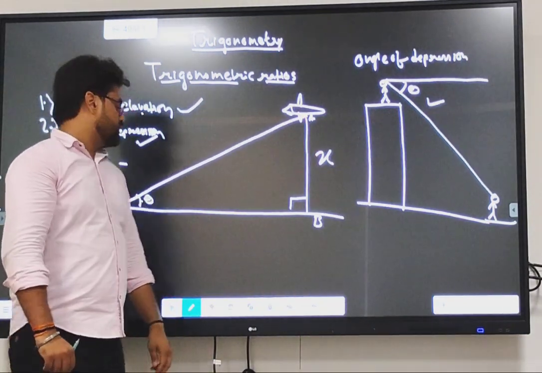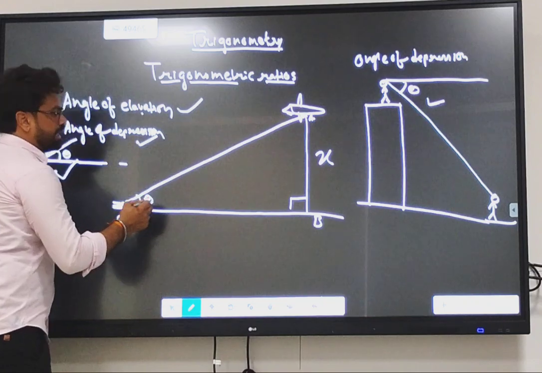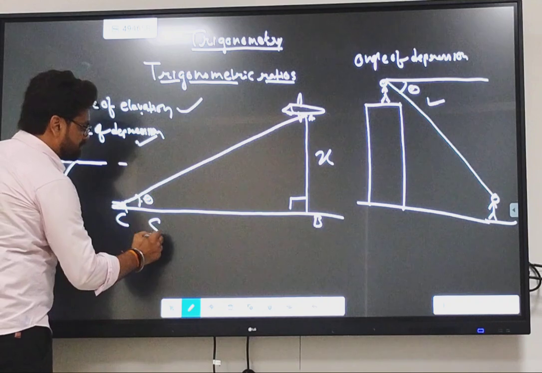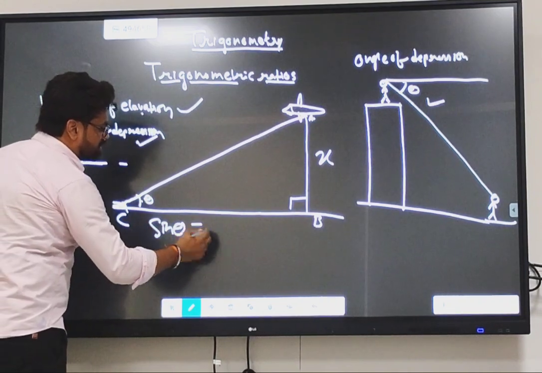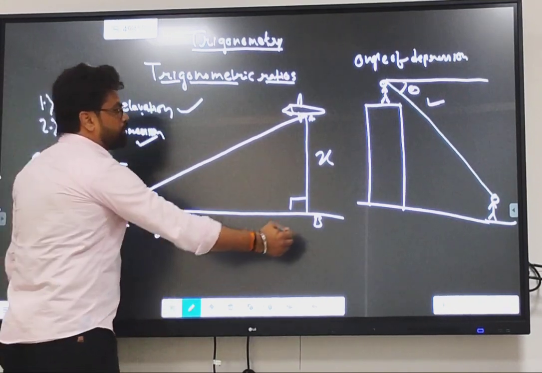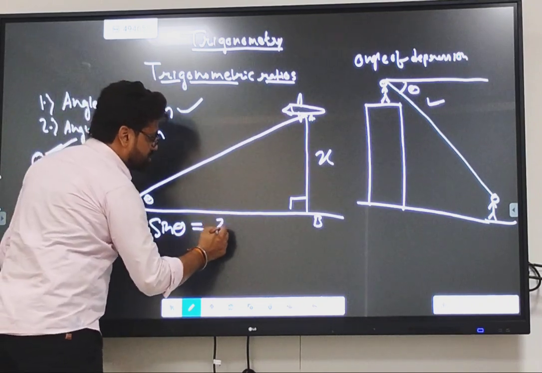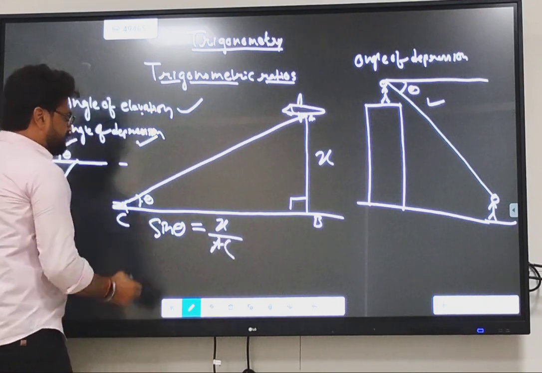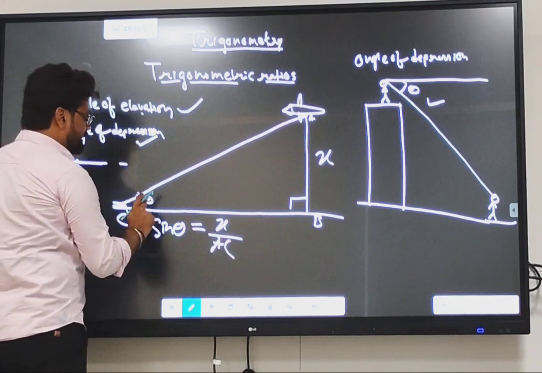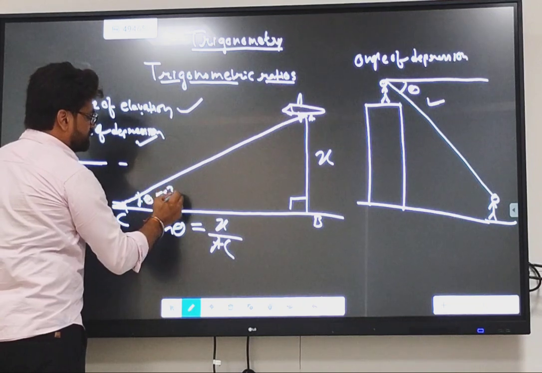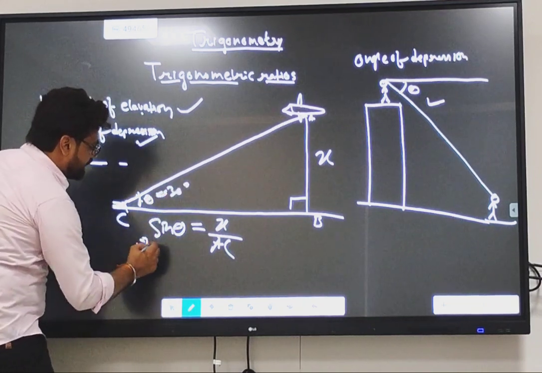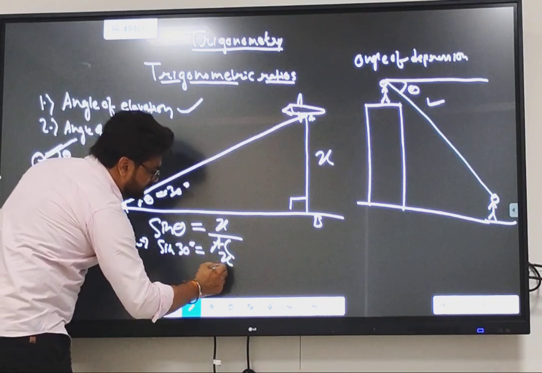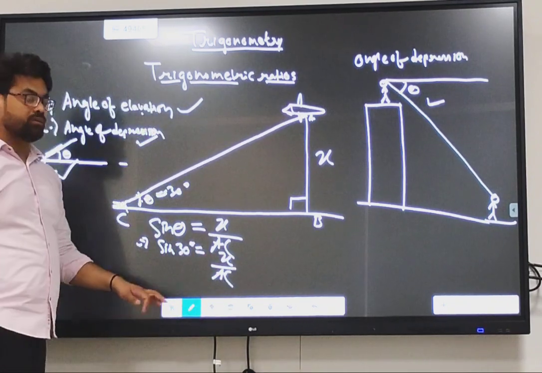How can we find it? I can use the value of theta. If I use any trigonometric ratio, suppose I am using sin theta. So sin theta is what? That is perpendicular upon hypotenuse. So x upon this AC. If theta is known, suppose theta is 30 degrees. So I write sine of 30, that will be x upon AC. Now we have two unknown things.